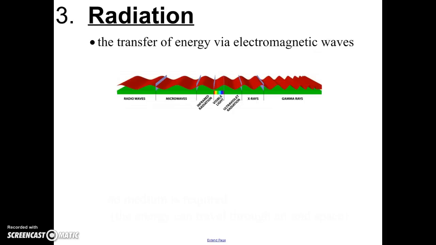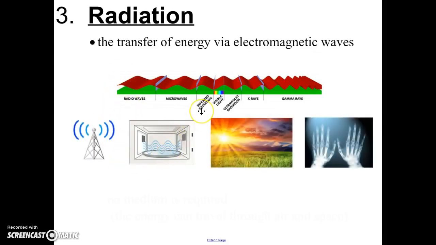The third type of energy transfer is called radiation. Radiation is how energy travels when it is in the form of an electromagnetic wave. So we've already studied the electromagnetic spectrum. Radio waves, microwaves, infrared radiation, visible light, UV rays, X-rays, and gamma rays, these all travel through the process of radiation. What's important about radiation is you don't need to have solids, liquids, or gases.